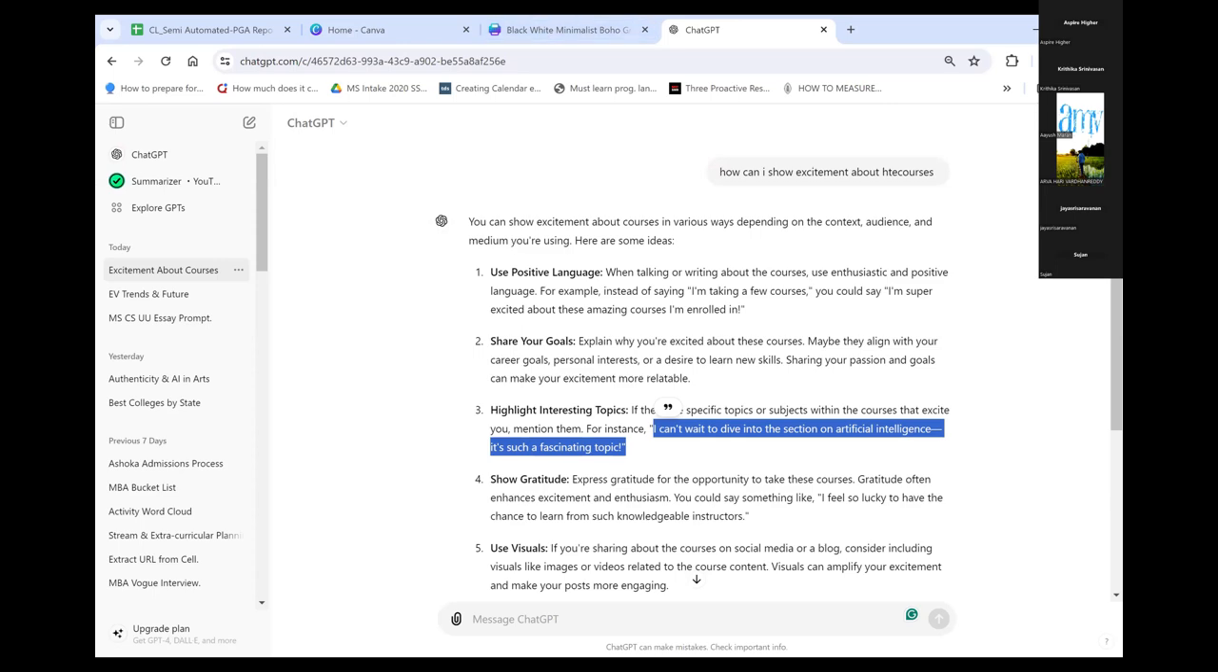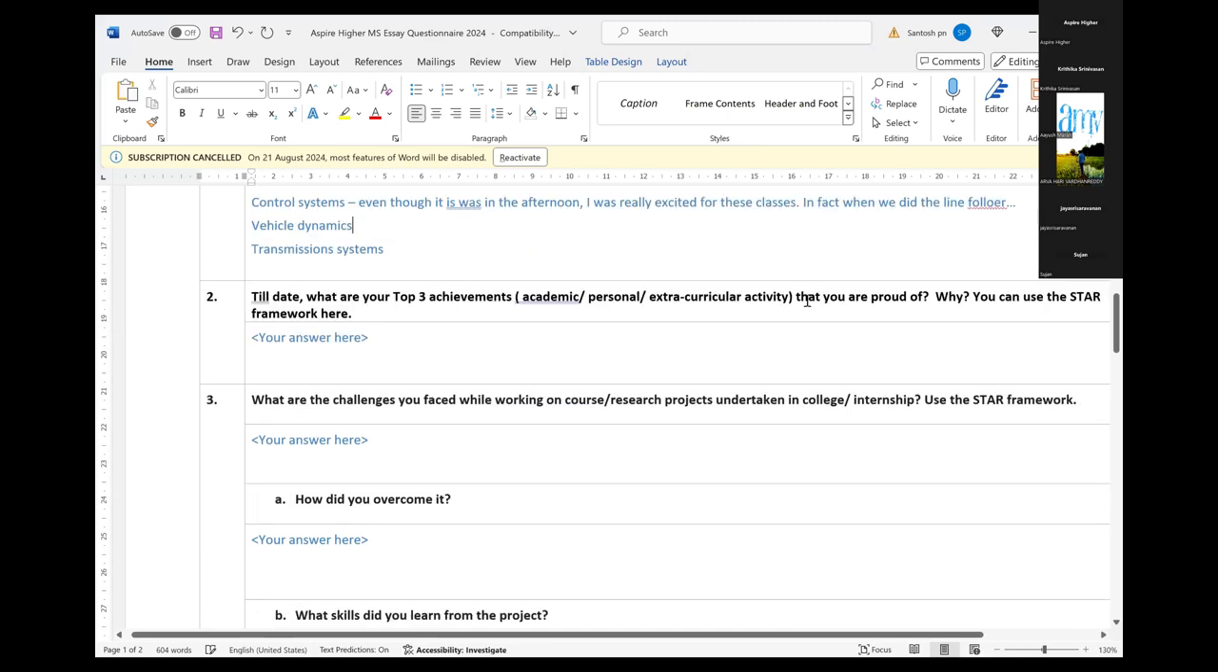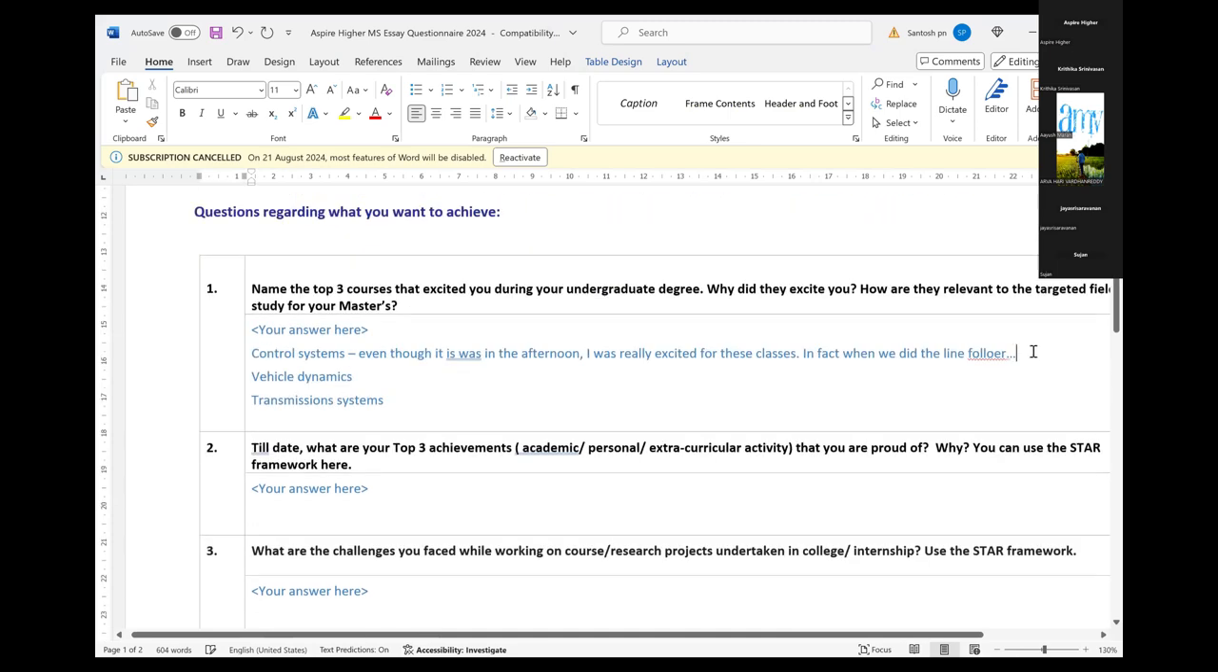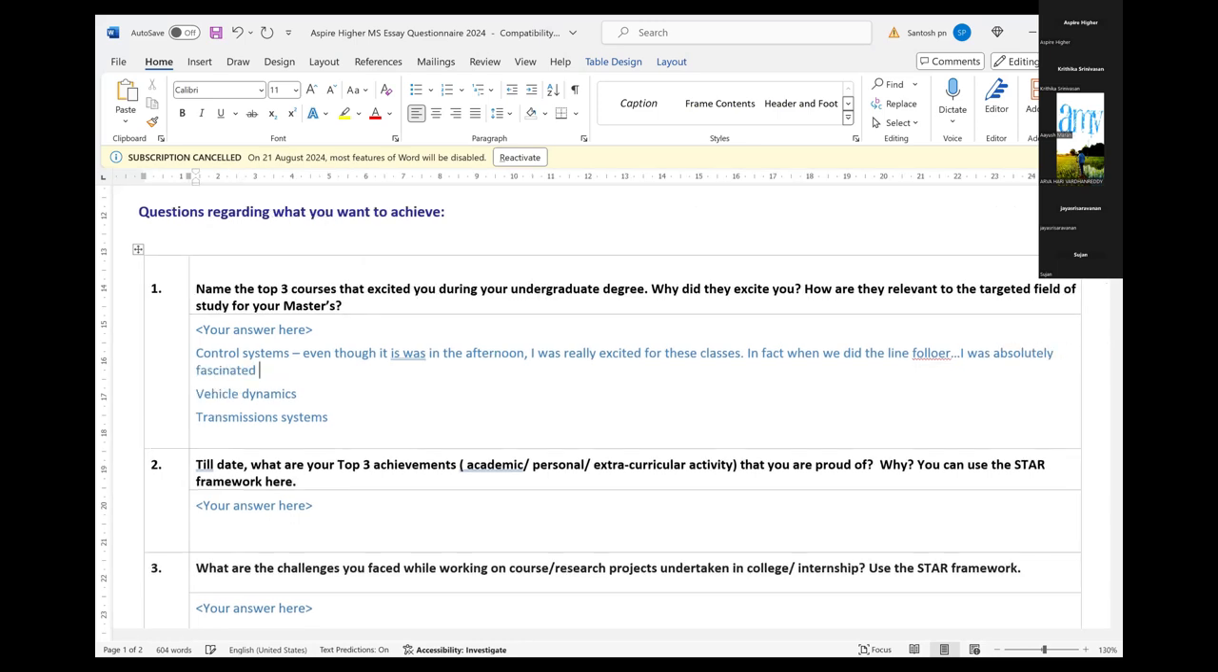So where I say that the most important aspect for me was I was absolutely fascinated. See, I'm using positive language. I was absolutely fascinated by what? By the nonlinear control and its applications. Now, what do I know about the applications?